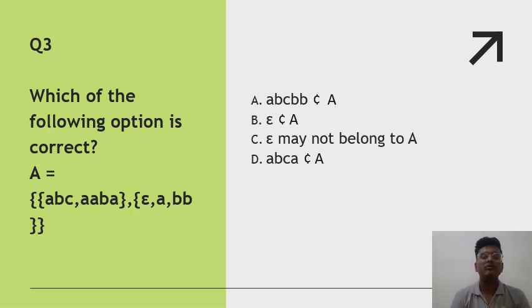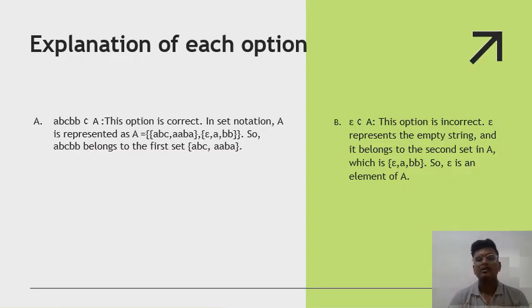Question 3 of the multiple choice questions is: which of the following options is correct? We have been given a set A, and we have to select from the following options: A, ABCBB belongs to set A. B, epsilon, which is the empty string, belongs to A. C, epsilon may not belong to A. And D, ABCA belongs to set A.